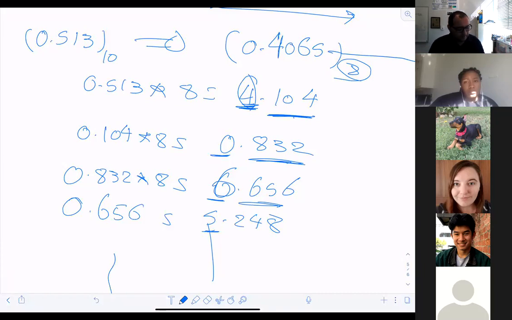Professor, if we're converting from base 10 to base 8 on a fraction, do we just go to like the third digit, or do we just keep on going? We continue.